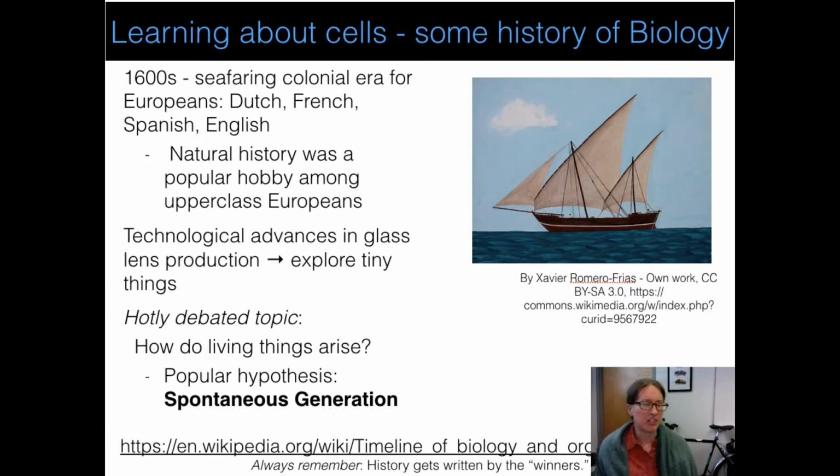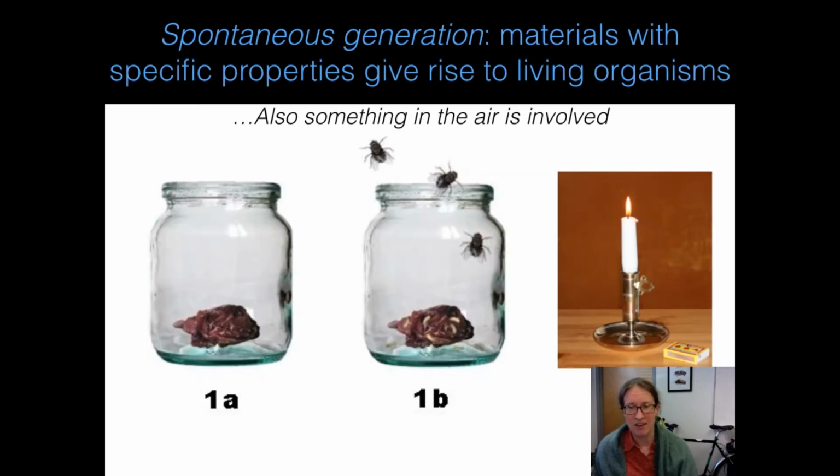And this is a question that comes up in, I think, pretty much any culture. But at the time in Europe, there was a particular hypothesis that had gained some footing for explaining just where living things had come from. And that hypothesis, as I've noted here, is called spontaneous generation. And spontaneous generation actually had its origins in the thinking of Aristotle.